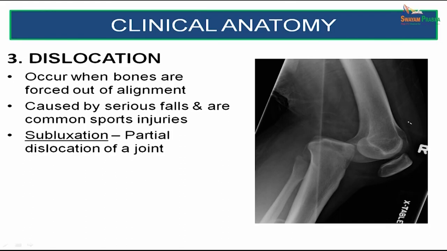Coming back to that same picture which we had seen right in the beginning, what is this condition? This is a condition called dislocation, when the bones are forced out of their normal position. This can happen when a person has a serious fall, and this is often seen in sports injuries. When this displacement is not complete, or it is partial, then we use the word subluxation.